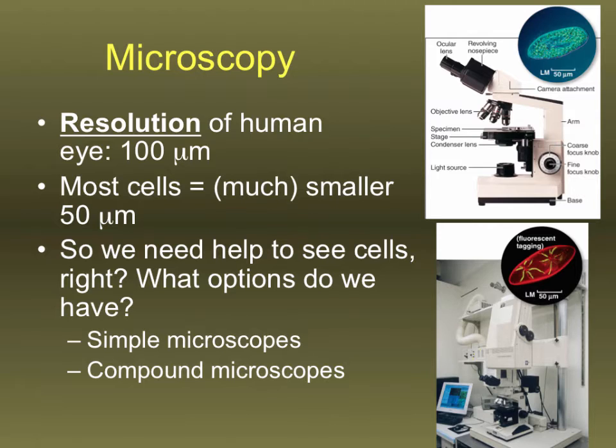And compound microscopes, like I said, can get you down to the level of being able to see cells, which is really kind of a cool thing. For most of our human history, humans were not able to see cells. People didn't even know they existed for a long time because they couldn't see them with the naked eye.